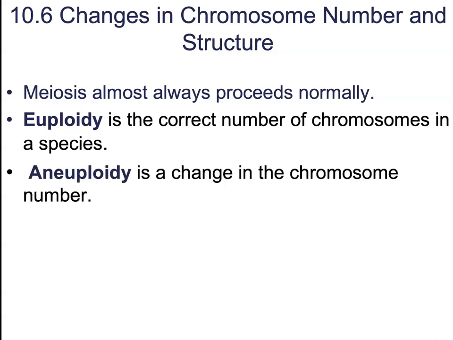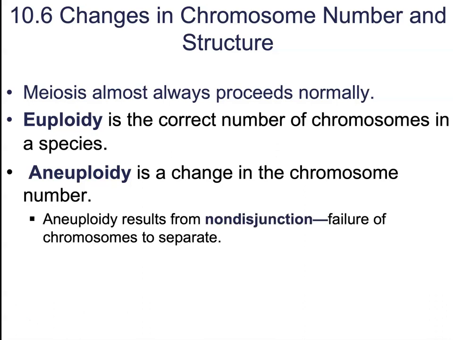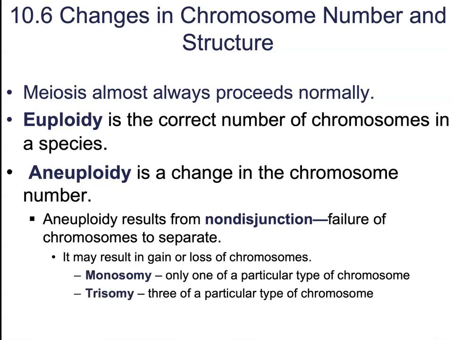abnormal separation of the chromosomes may result in aneuploidy. Aneuploidy is when we have a change in the number of chromosomes present in the gamete. Aneuploidy most often results from nondisjunction, or failure of the chromosomes to separate properly. This can occur in either meiosis 1 or meiosis 2. And this can result in a monosomy, which is having only one of a particular type of chromosome, or a trisomy, which is having 3 of a particular type of chromosome. And we're going to look at some examples of those.